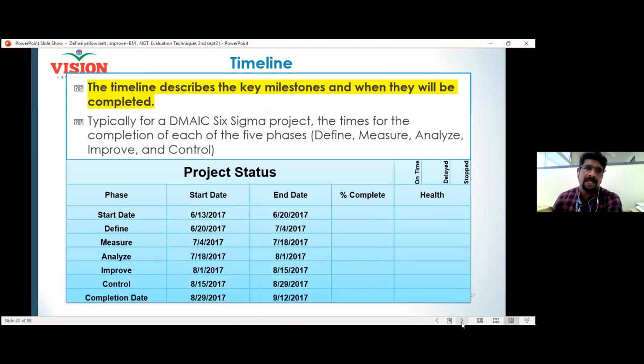Then the timeline. So the timeline is very important. So we should know the start date, the tentative end date, and when the define phase has to be completed. What are the measure, analyze, improve? All the phases, start date and end date, must be specified clearly in the timeline. Then only our team will be able to work accordingly. Then only the efforts will be focused accordingly.